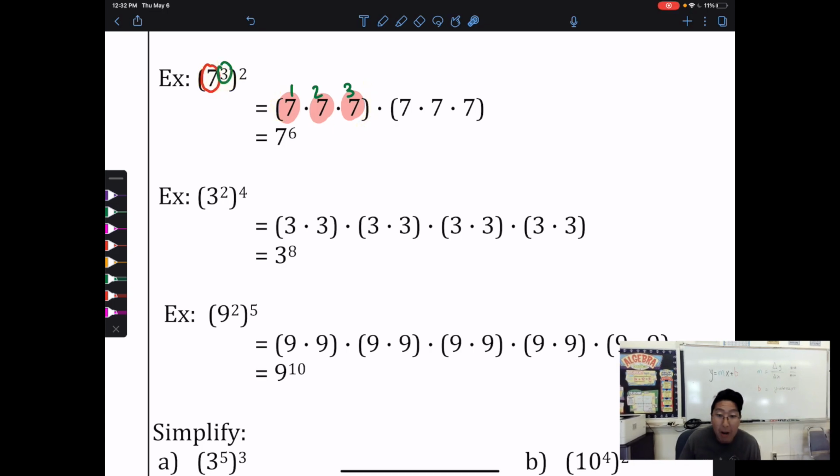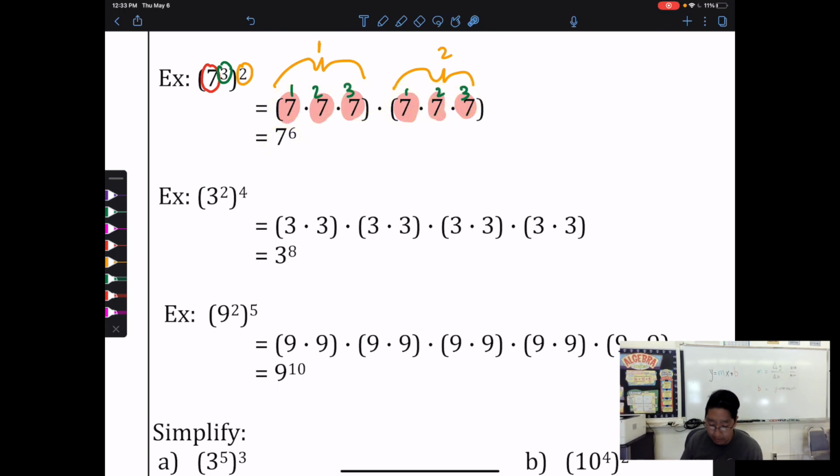But now you're going to see that power of powers means an exponent raised to another exponent. So here I'm going to do that in orange. It's all raised to the 2nd power. So there should be 2 groups of 7 to the 3rd. You can see there's 7 to the 3rd, and one of those multiplied by itself, 7 to the 3rd again. Okay? And so now we have a total of 1, 2, 3, 4, 5, 6. So we have 7 to the 6th.